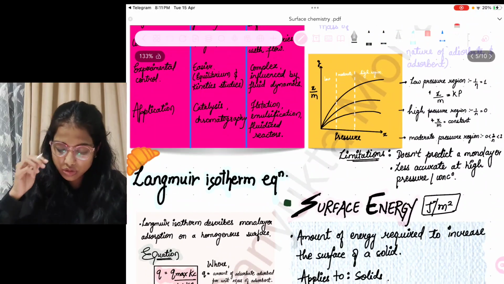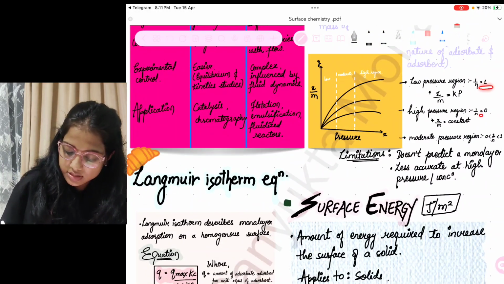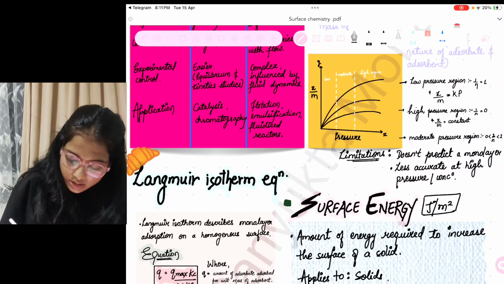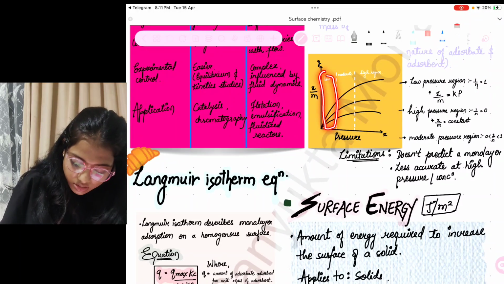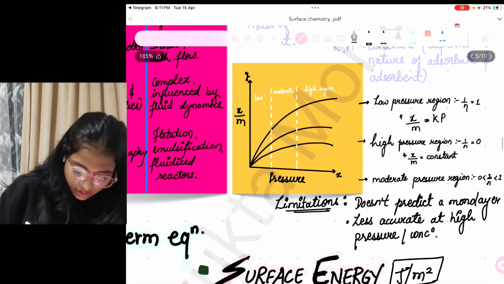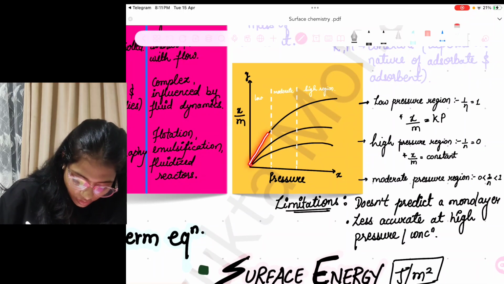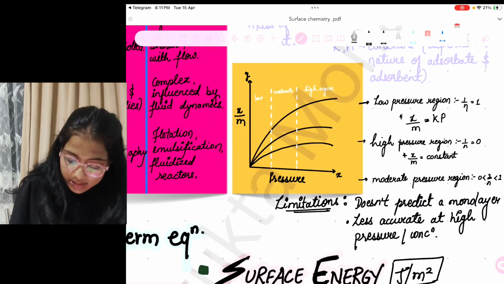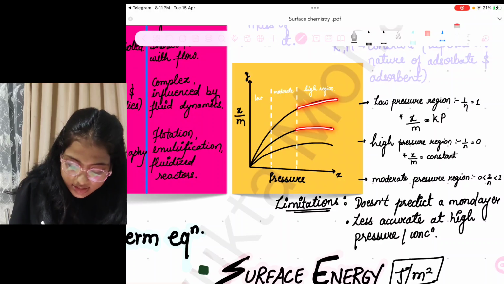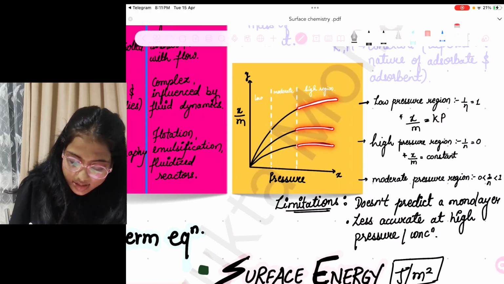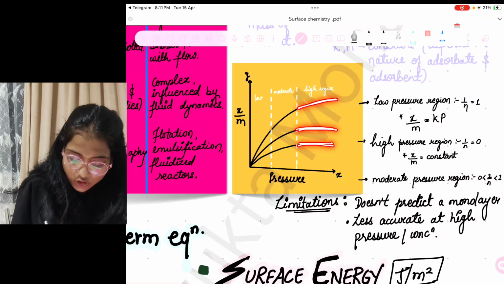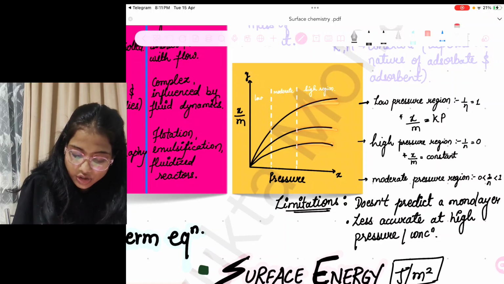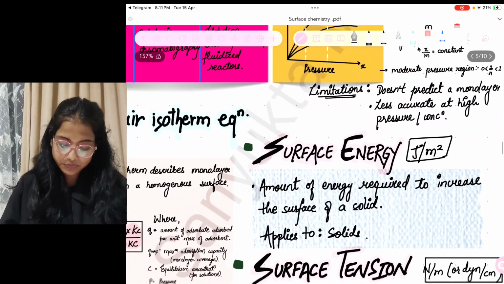One more thing I want to tell you: why is it 1 and 0? See, this is the low region. Here the graph is somewhat straight, nearly straight. That's why the value is taken as 1, whereas in the high region it goes towards constant. That is the constant, so it's nearly 0, nearly constant. That's why the value taken here is 0.